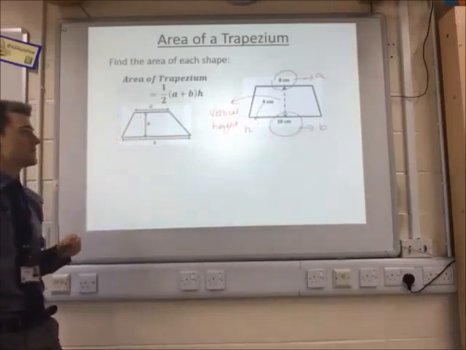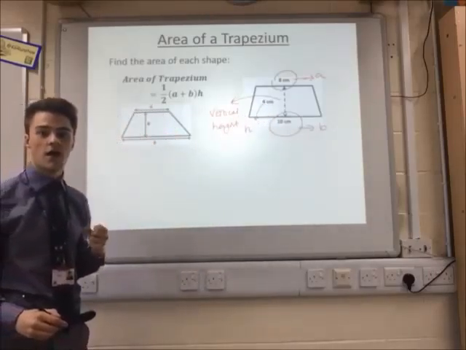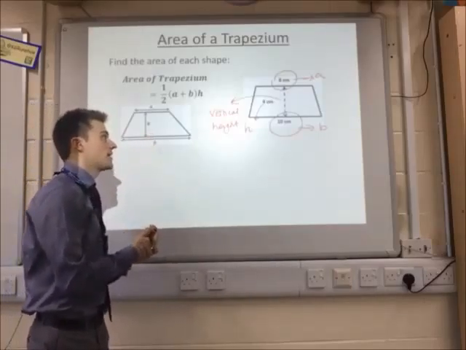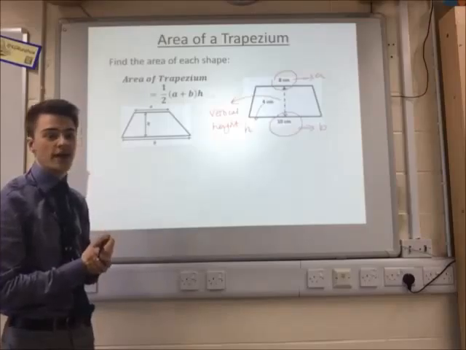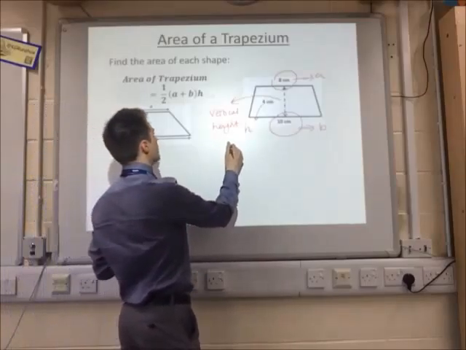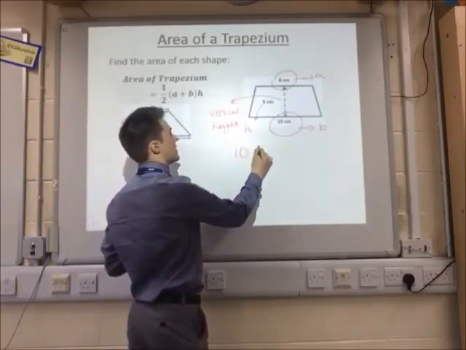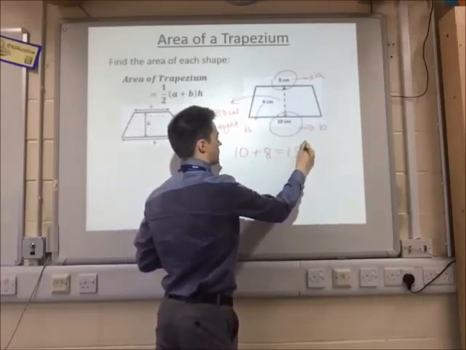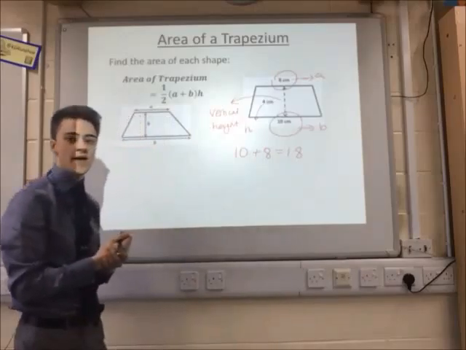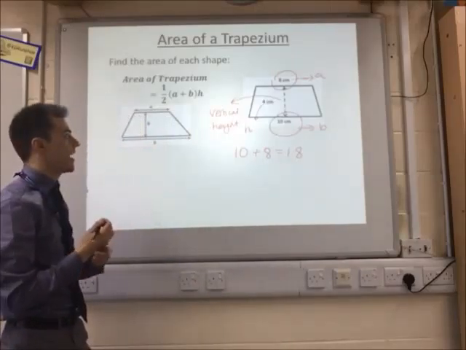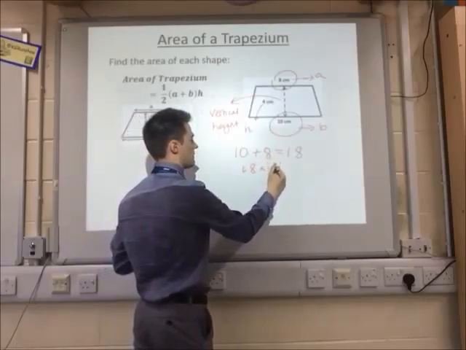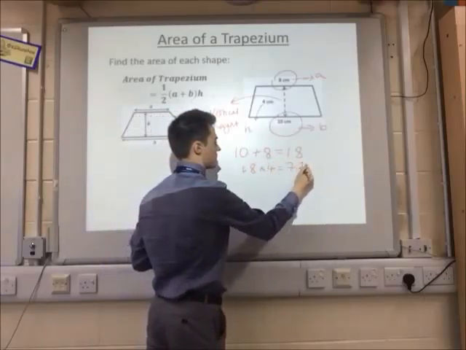So now, once I've identified what A, B and H are, all I need to do is substitute those values into the formula. Okay, so we just need to know how to interpret that formula. So I'm going to add together A and B. So 10 plus 8 gives me 18. Once I've added together A and B, I'm going to multiply it by H, the height. So 18 times 4 gives me 72.